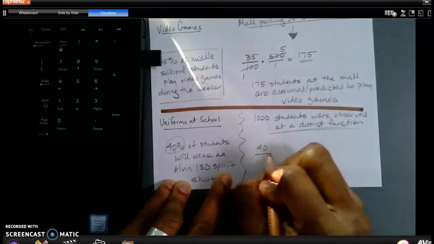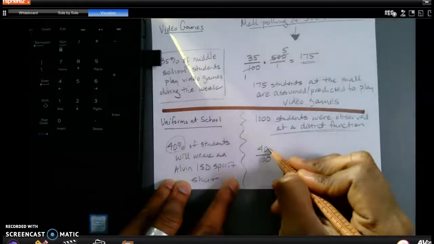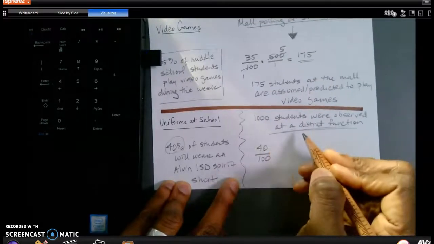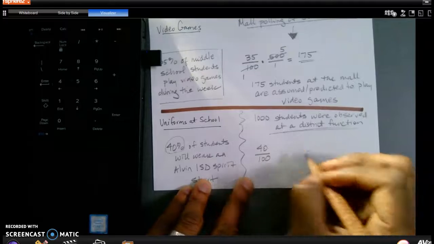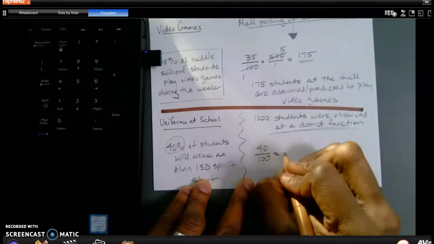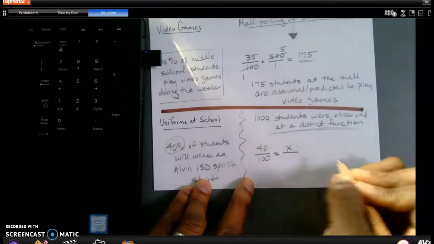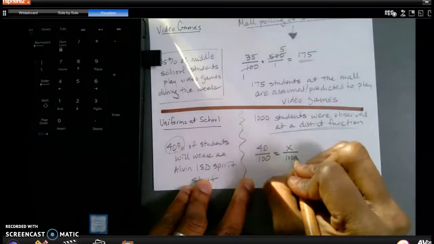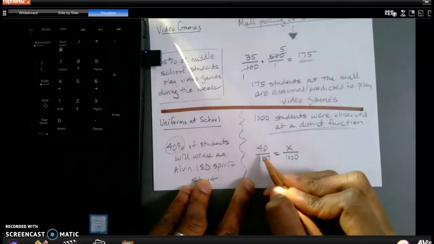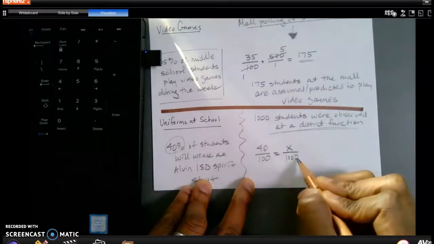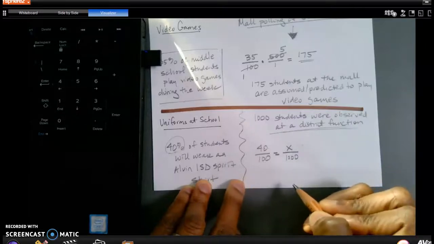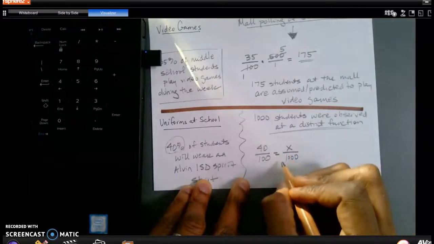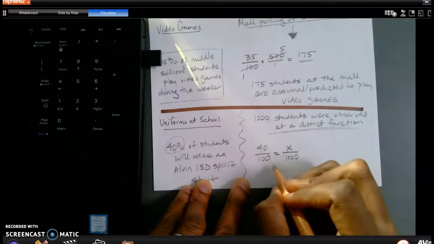Let's set this up as 40 over 100. So for every 40 students, for every 100 students, 40 of those would be assumed to be wearing an Alvin ISD Spirit shirt. Let's set that as equal to some number, X value, over the 1,000 that we observed. So again, this is part over whole. What part of these 1,000 are expected to be wearing this?